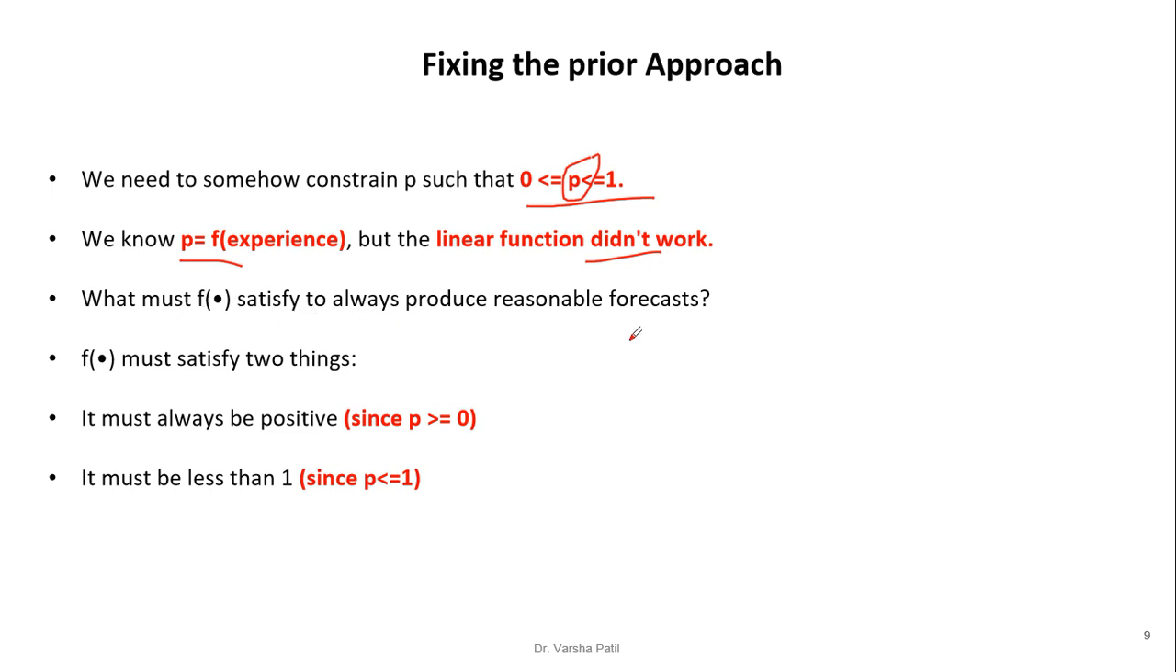So we have to find a function which satisfies two things. First, it must always be positive, that is p is greater than or equal to 0, or in fact p greater than 0, and it must be less than 1. So p should be less than 1, so it should work between 0 and 1. Why not exactly equal to 0 and why not exactly equal to 1? Because the sigmoid function will never touch the particular axis. So I will explain with an example.